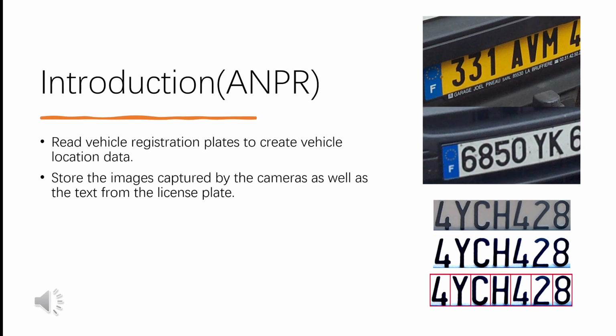ANPR can be used to store the images captured by the cameras as well as the text from the license plate. With some configurable to store a photograph of the driver, systems commonly use infrared lighting to allow the camera to take pictures at any time of day and night. ANPR technology must take into account plate variations from place to place.